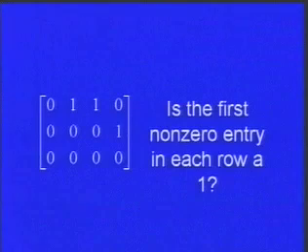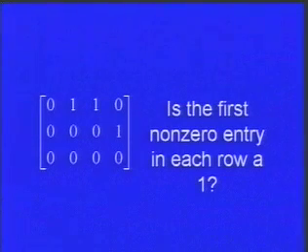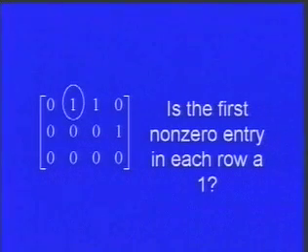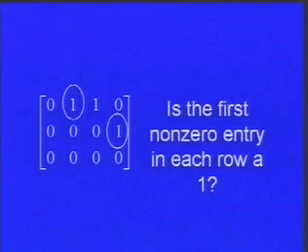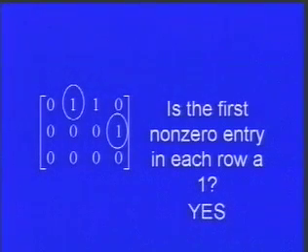Next, is the first non-zero entry in each row a 1? Absolutely. There's a 1 in the first row, and it said the first non-zero, so you don't count the 0. You're just looking left to right. The first thing you see that's not a 0, is it a 1? Yes. Okay, what about in the second row? Yes, as you're looking left to right, the first thing I see that's not a 0 is a 1. So we're good on the leading ones.